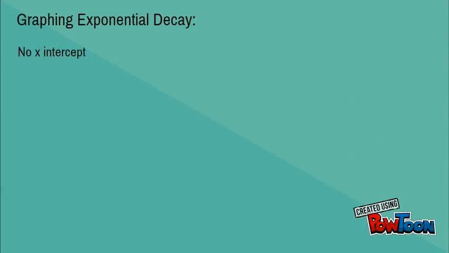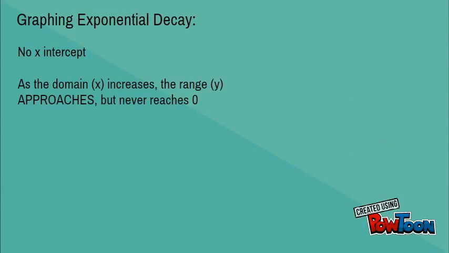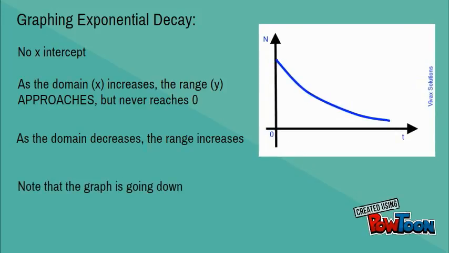Graphing exponential decay. No x-intercept. As the domain x increases, the range y approaches but never reaches 0. As the domain decreases, the range increases. Note that the graph is going down.